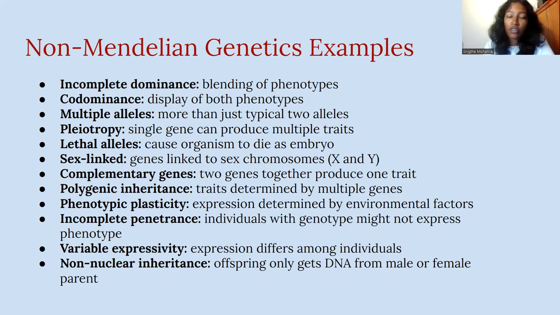Then there are multiple alleles, which is pretty simple. There are more than the typical two alleles at play, so it's just a lot more complex. There's pleiotropy, where a single gene is actually responsible for multiple traits. So again, this is just increasing the complexity, and it's not this regular pattern that we've learned about in Mendelian genetics. There are lethal alleles which can cause an organism to die as an embryo. This is pretty interesting to learn about.